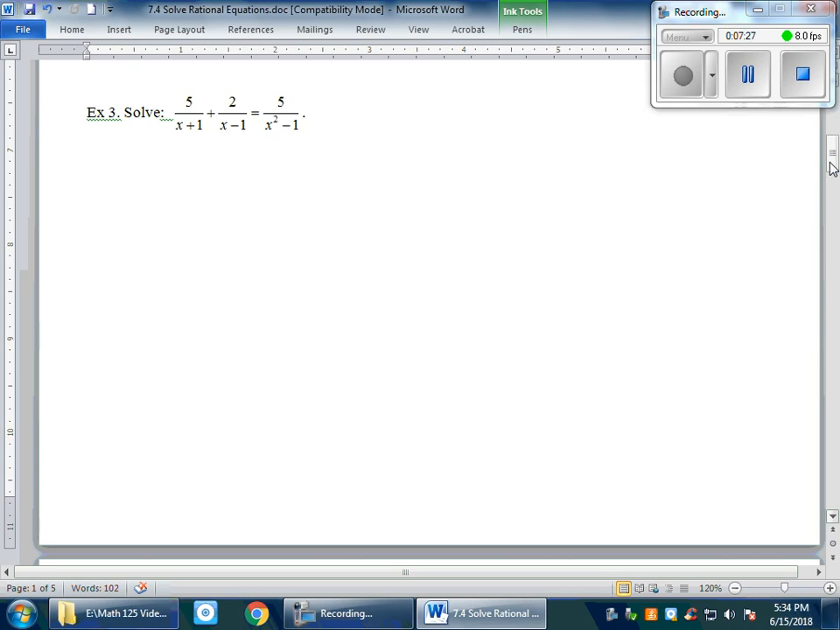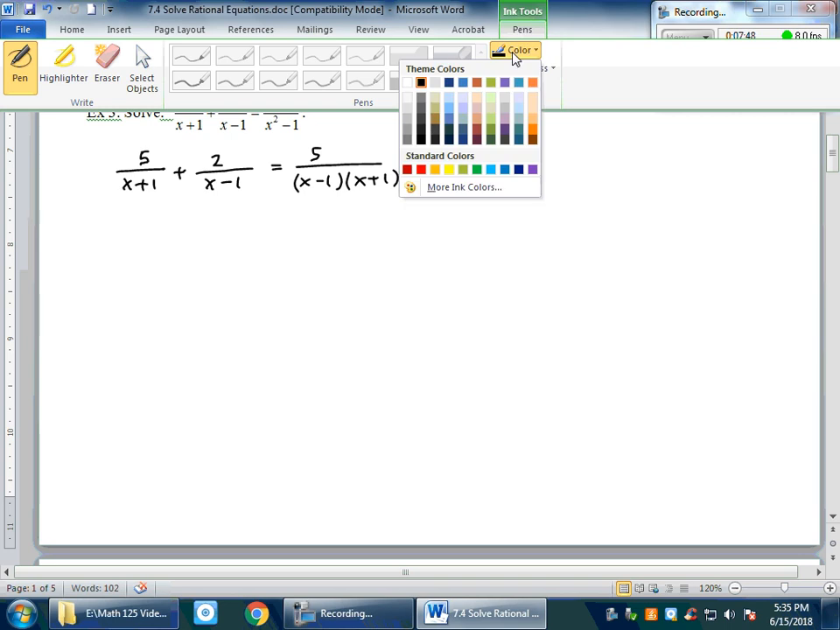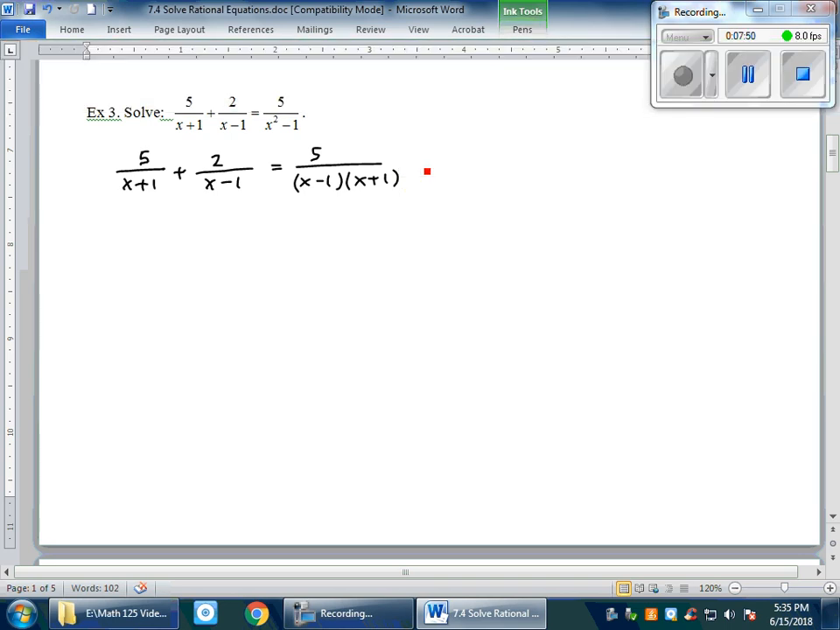So to get the least common denominator for this one, I have to factor completely on the right hand side. So this gives us 5 over difference of 2 squares, so it will be x minus 1 and x plus 1. This allows us to see clearly what my LCD is. So now I can say that my least common denominator will be x minus 1, x plus 1.